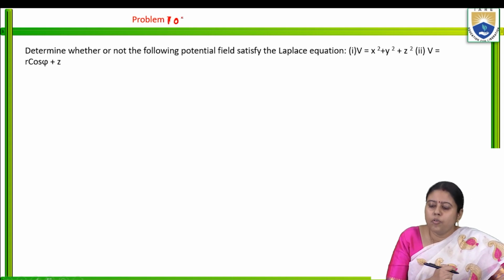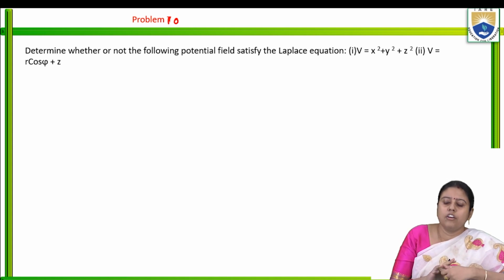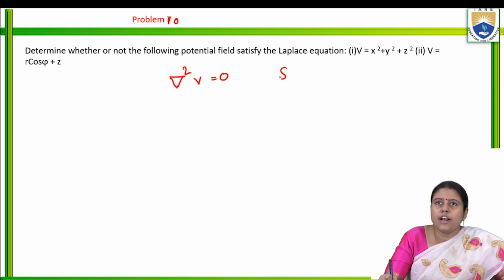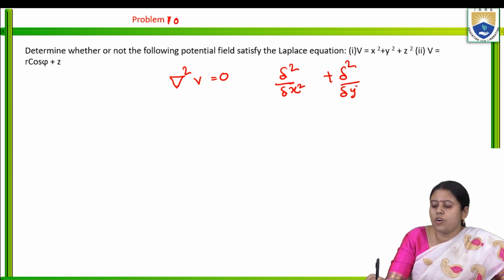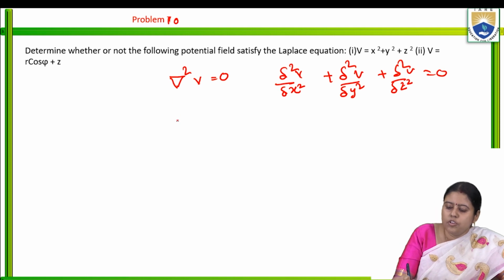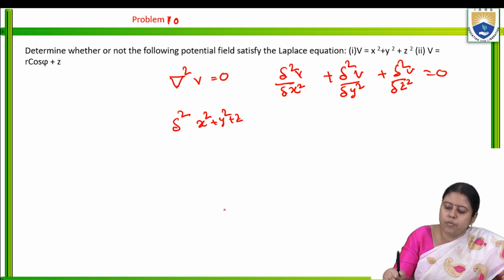Determine whether the fields satisfy the Laplace equation or not. So what is the Laplace equation? Grad square v is equal to 0. Grad square v means del square by del x square plus del square by del y square plus del square by del z square is equal to 0. So we can write the del square of x square plus y square plus z square for the first case.